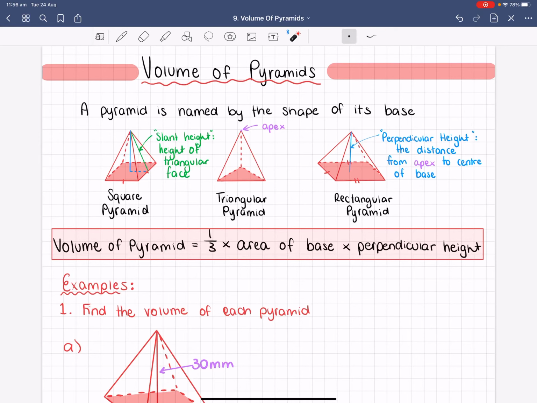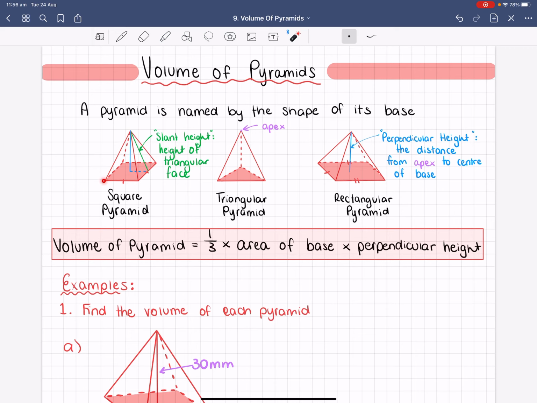Today we're going to continue our journey of volume and surface area. We're going to look at volumes of pyramids today. A pyramid is named by the shape of its base. As you can see, each of these three pyramids has that triangular shape, and the faces are triangles that meet at an apex, and the base determines the name.